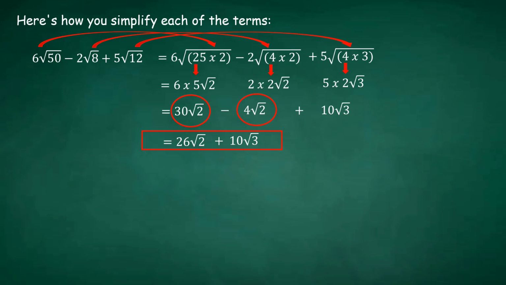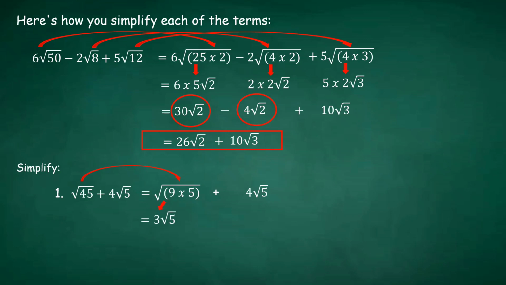Number 1. Simplify. Square root of 45 plus 4 square root of 5. Square root of 45 becomes square root of 9 times 5, because we need to factor 45 into 9 times 5, so that we can take the square root of 9. So the square root of 9 is 3, pulled out of the radical. So the expression becomes 3 square root of 5, and then copy 4 square root of 5. Since they have the same radicals, we can add the coefficients, 3 plus 4 is equal to 7, and copy the square root of 5. The final answer of this example is 7 square root of 5.